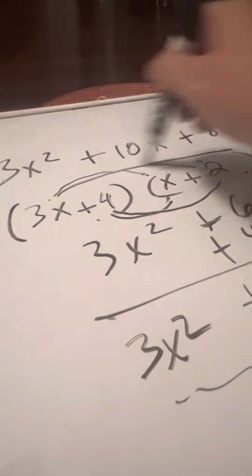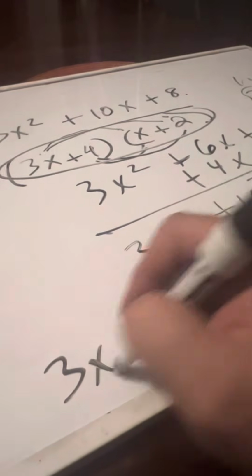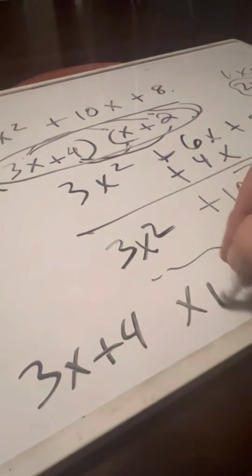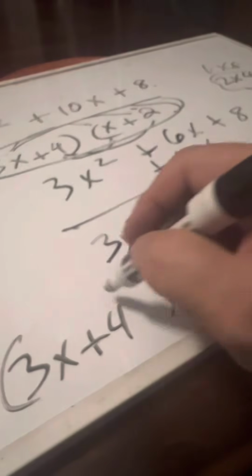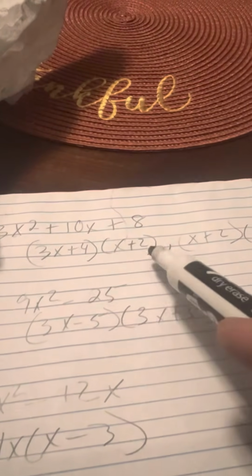So that means for sure, you just factor this, and that is your answer. So let's write it right here: 3x plus 4 and x plus 2. Okay, that is your answer. And then we can actually verify right here that with this problem, 3x squared plus 10x plus 8, the answer is 3x plus 4, x plus 2. Okay, cool.